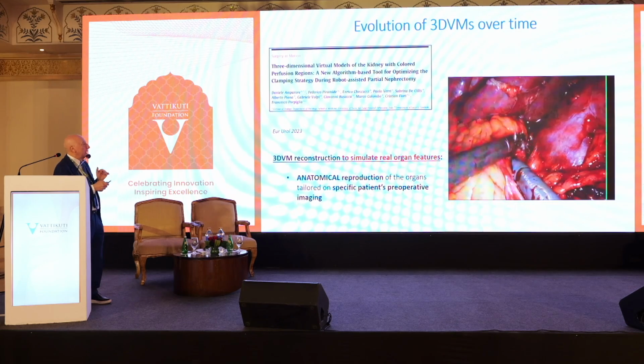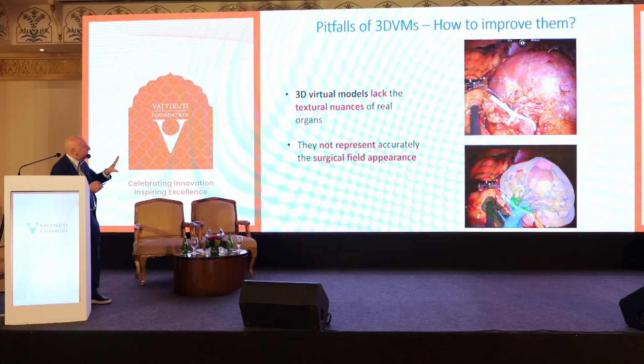But there are some pitfalls, because the anatomical aspects of the organ are not similar to the real organ. In the upper part of the screen we have the real organ, and in the lower part we have a superimposition, augmented reality. Thanks to the transparency, we can see the tumor inside, but the anatomy is not similar. So we have only a morphological representation, but it doesn't appear with the same anatomical characteristics.